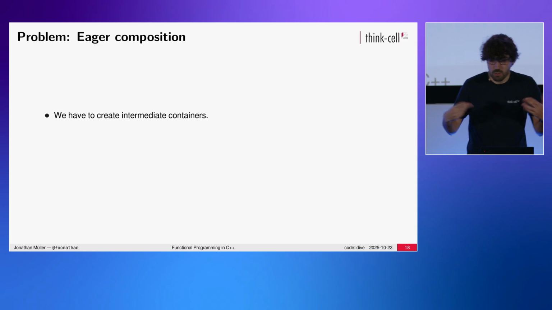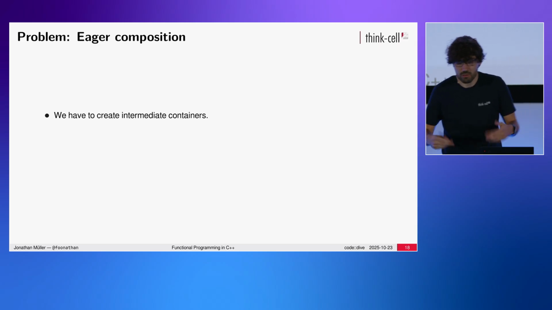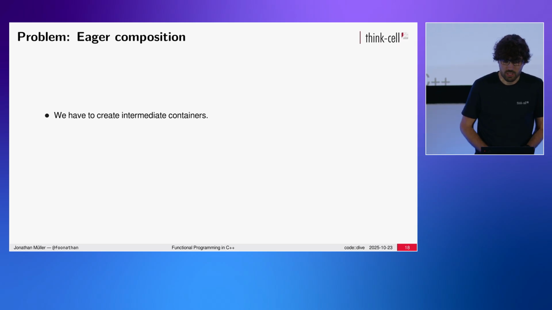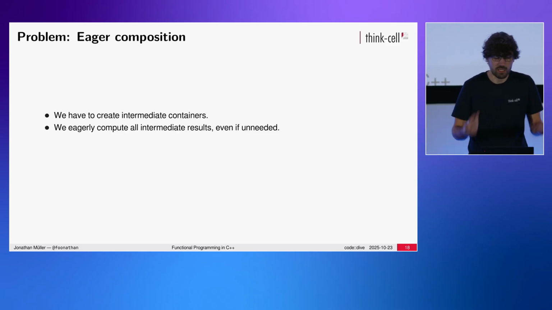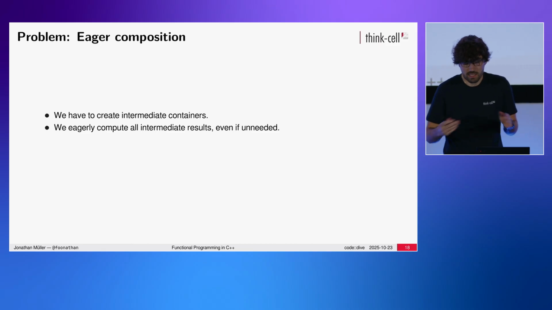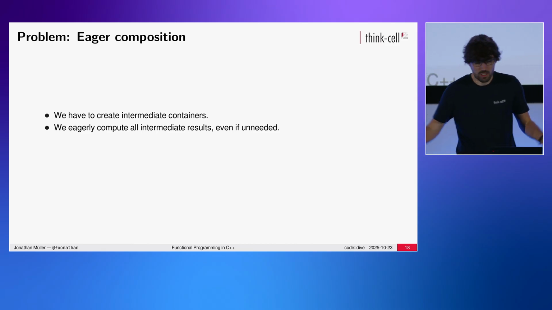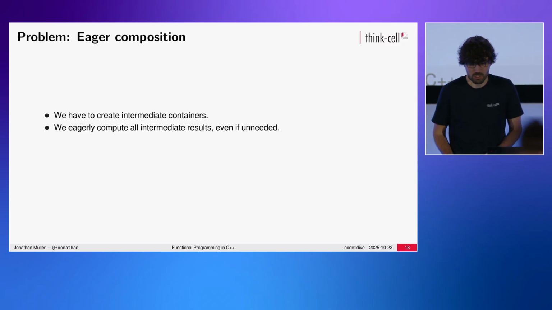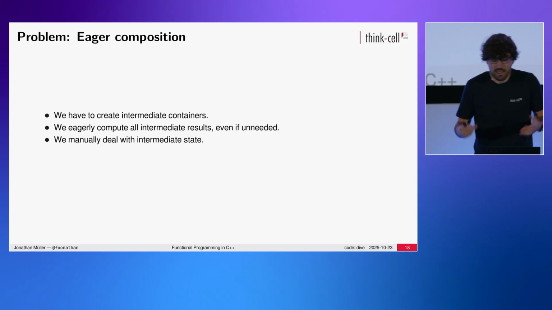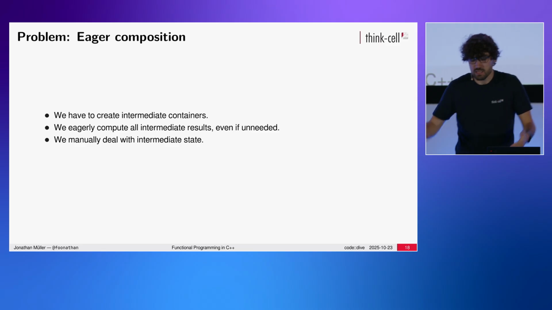Now, while this is composition, this is eager composition, right? We have to create all these intermediate containers. It's not very functional yet, we have lots of state in there. We also eagerly compute all the intermediate results, even if we don't need them. In this example, this isn't a big problem because we do need all the values, but in some other examples, we can save on some computation. And it's not very functional because we still have this intermediate state that we need to deal with.